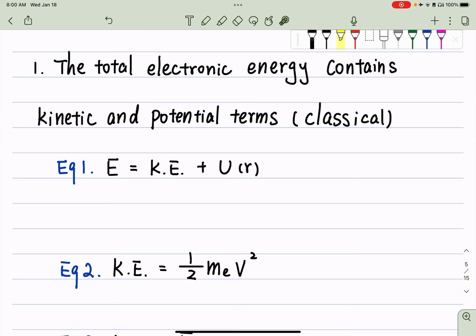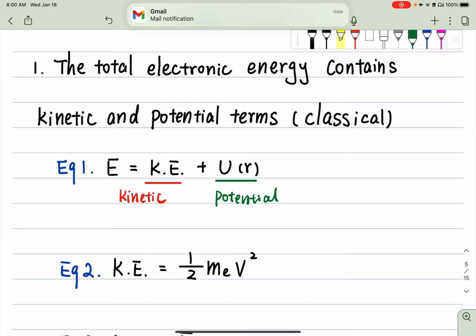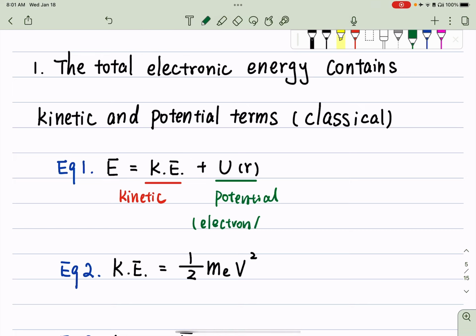We're talking about the electronic energy of an electron in an atom. So naturally, we can divide our total energy into kinetic and potential terms. There's nothing fancy. Like any energy, you can write it in a kinetic term and a potential term. In this case, we're just talking about the hydrogen atom, so the potential term is just a Coulomb interaction between an electron and a proton.